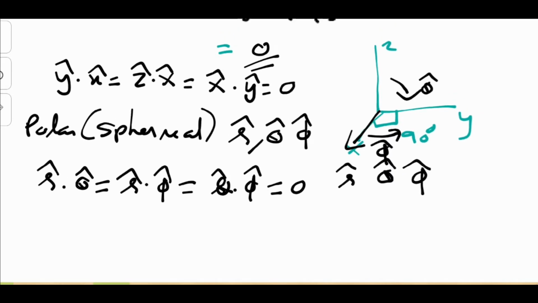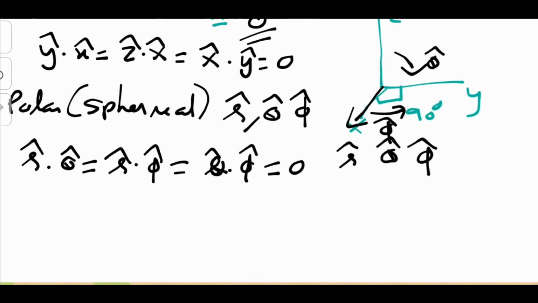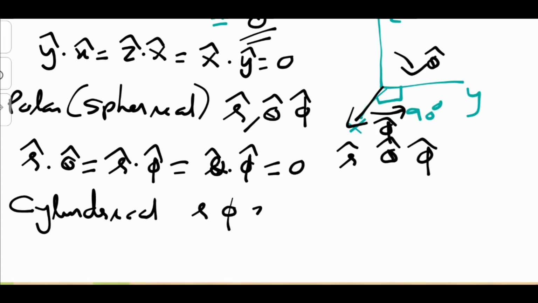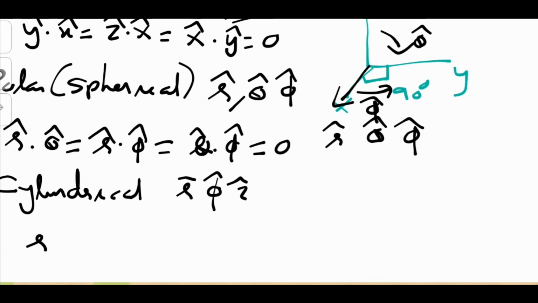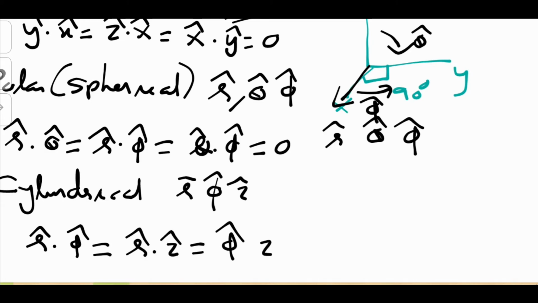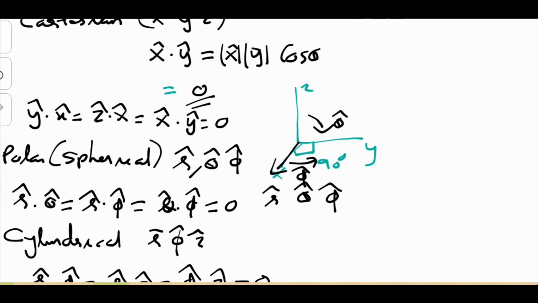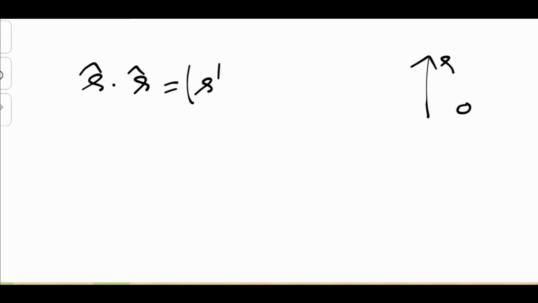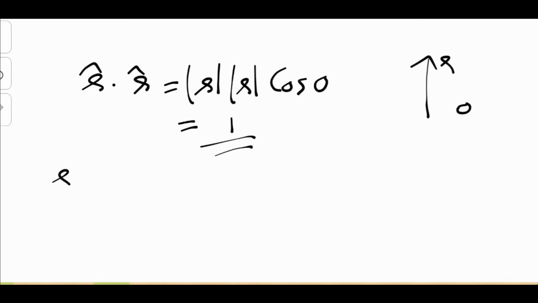So now let's look at what we have in cylindrical coordinates. In cylindrical coordinates, we have r, phi and z cap, which are all perpendicular to each other. So r dot phi cap must be equal to r dot z cap must be equal to phi dot z cap must be equal to 0 similarly. And now we can look at what is r dot r cap. So same vector dotted into itself. So they are in the same direction. So angle between them is 0. So r dot r cos 0, that is equal to 1.